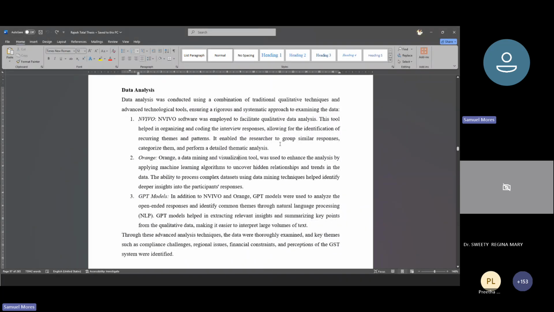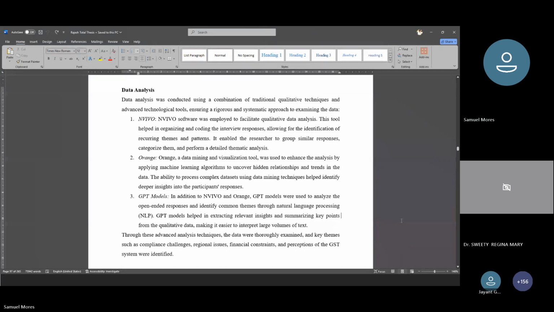Here I'm mentioning what tools I have used for analysis. In this paragraph I mentioned that I have used NVivo. In this paragraph I mentioned that I have used Orange data mining software. And in this paragraph I mentioned that I used GPT models, used to analyze open-ended questions and identify common themes through natural language processing. Sir, can you give me this text? Sorry, this is unpublished and to be submitted to somebody else. As a sample, I just wanted to show it. If you want, you can take a snapshot of this.